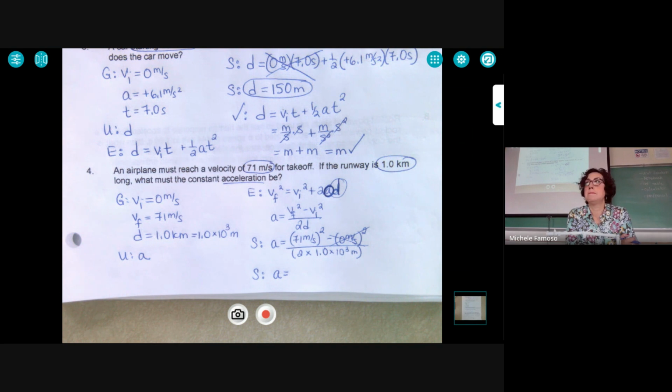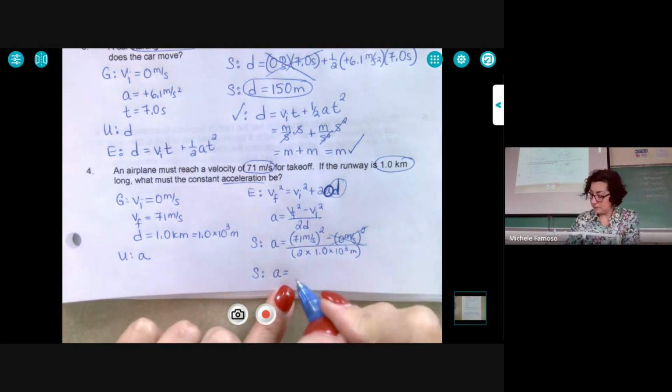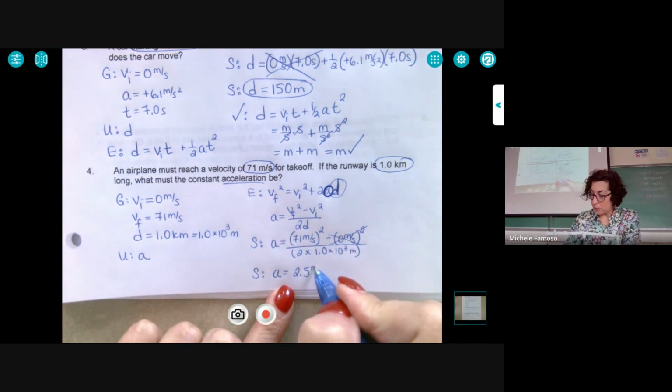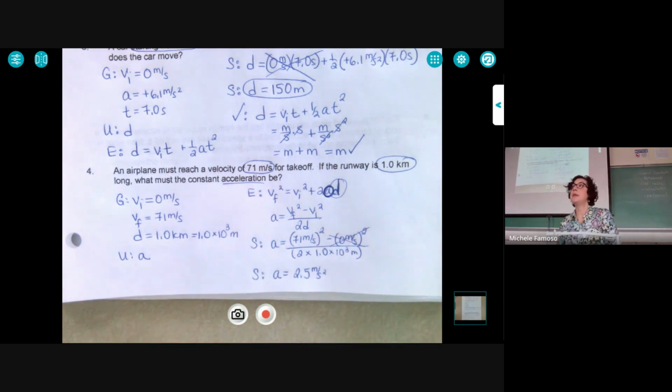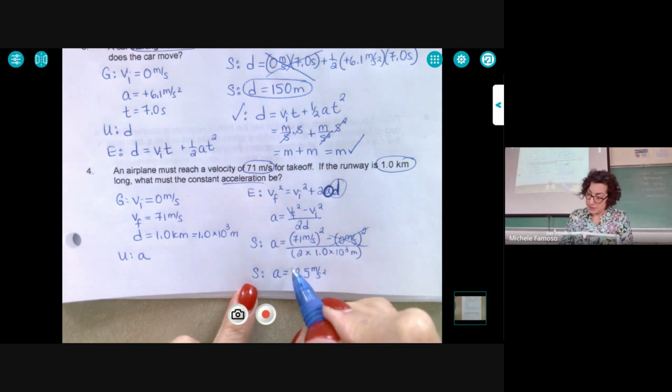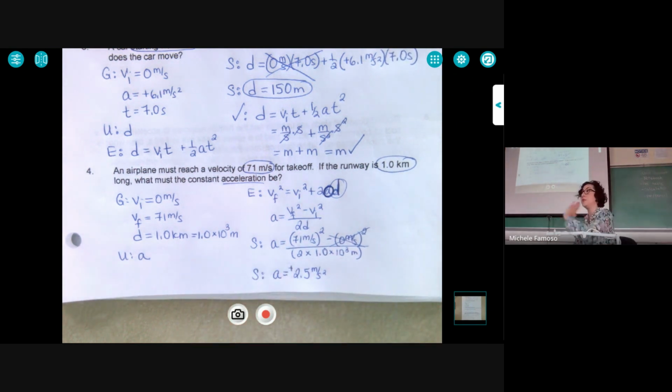What is it? Ian? Okay, we need to add one more thing to it. Yes, because acceleration is a vector. So what is it? Positive, that's right. And that makes sense, right? Because wasn't the airplane speeding up as it went forward down the runway?